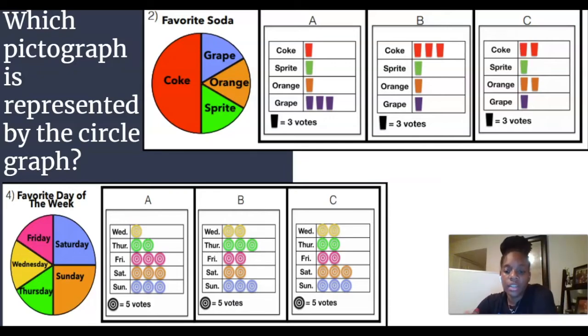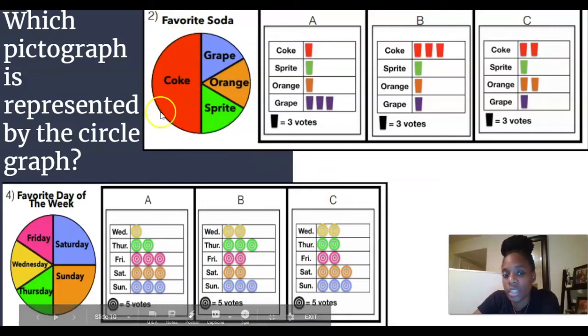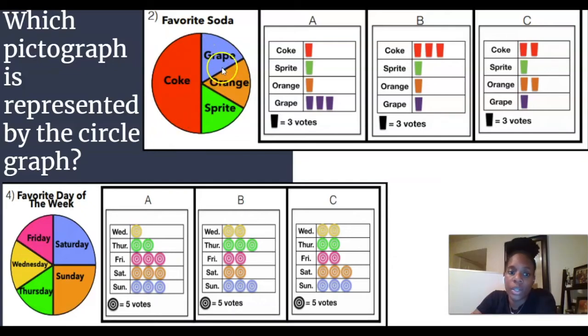Okay, so again, the pictograph, they give you a key, and that key tells us that in the top one, if we look at question number 2, where we're talking about favorite sodas, for every 1 cup is equivalent to 3 votes. Here on the circle graph, Coca-Cola should take up half of the amount of votes there are total. And grape and Sprite should be equivalent to each other, and orange may be a little more, right?